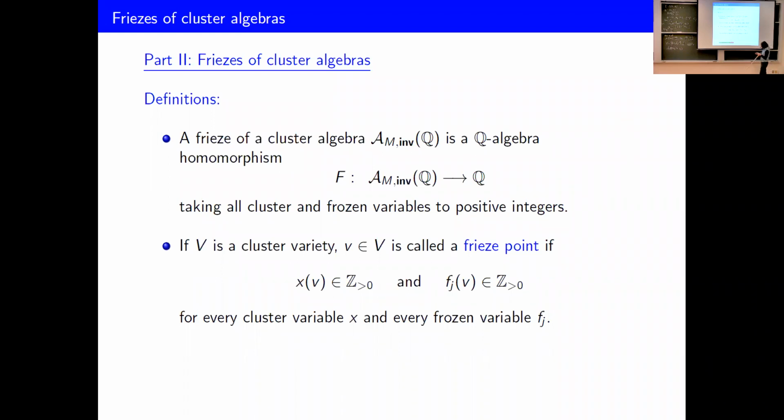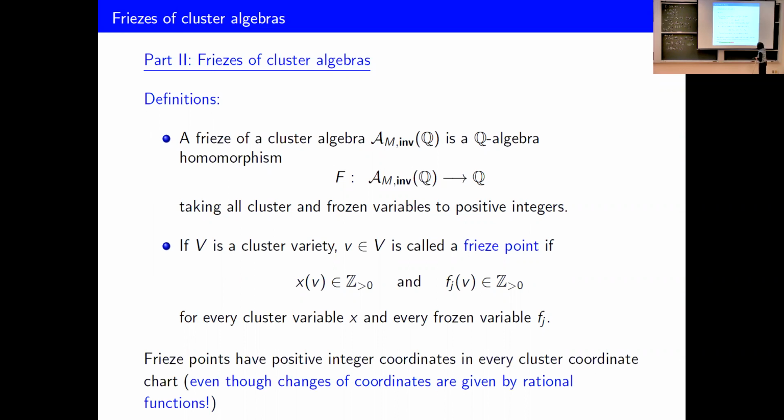In particular, remember that each extended cluster should be regarded as a coordinate chart. The coordinates are either cluster variables or frozen variables. So if you have a frieze point inside that coordinate chart, all the coordinates are positive integers, by definition, because the coordinates consist of cluster variables and frozen variables. So in every cluster coordinate chart, the coordinates of that point are positive integers.